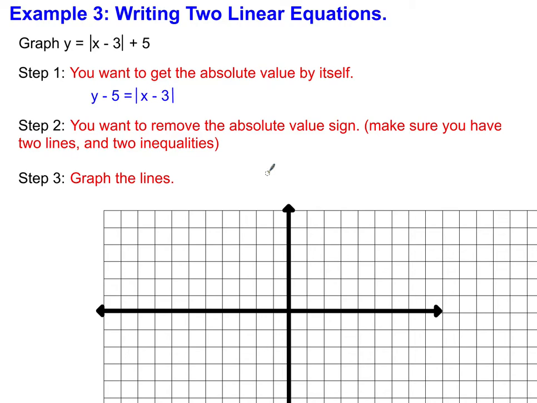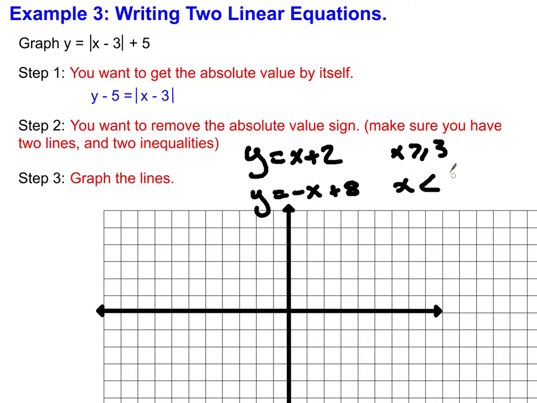Alright, let's go ahead and graph those two lines. Here are our lines: y equals x plus 2 when x is greater than or equal to 3, and y equals negative x plus 8 when x is less than 3. Remember, an absolute value graph should look like a V, so that's what we should have.